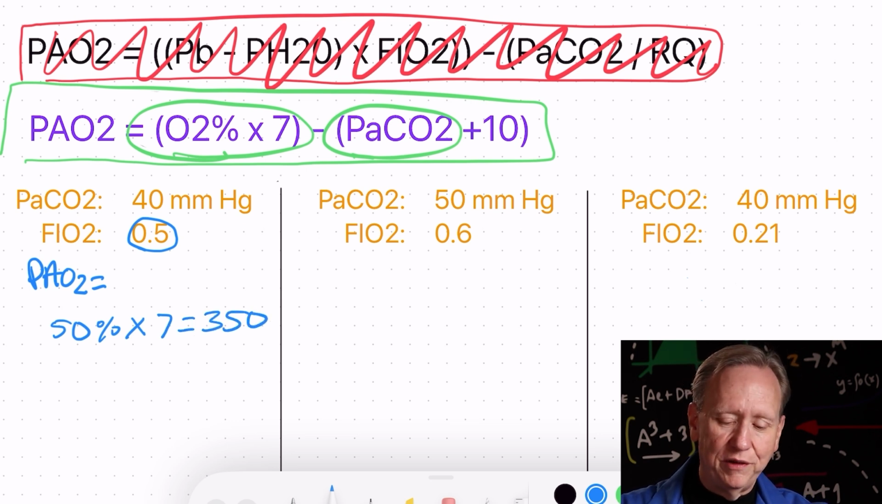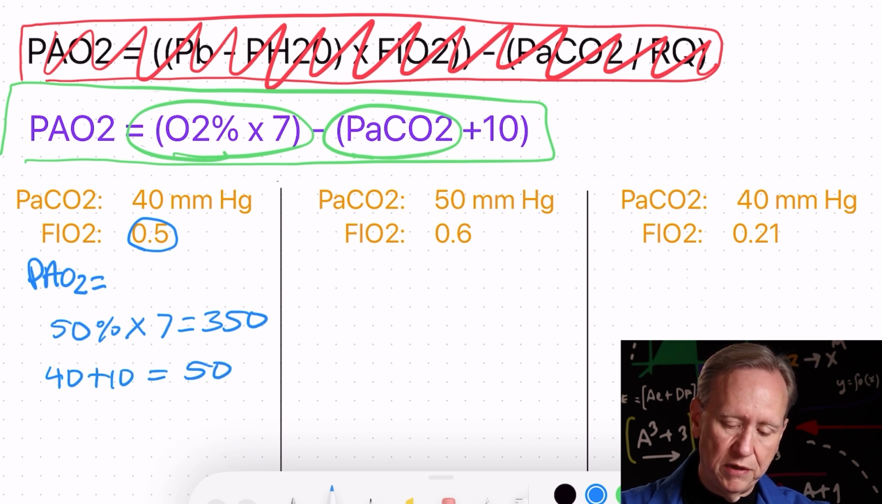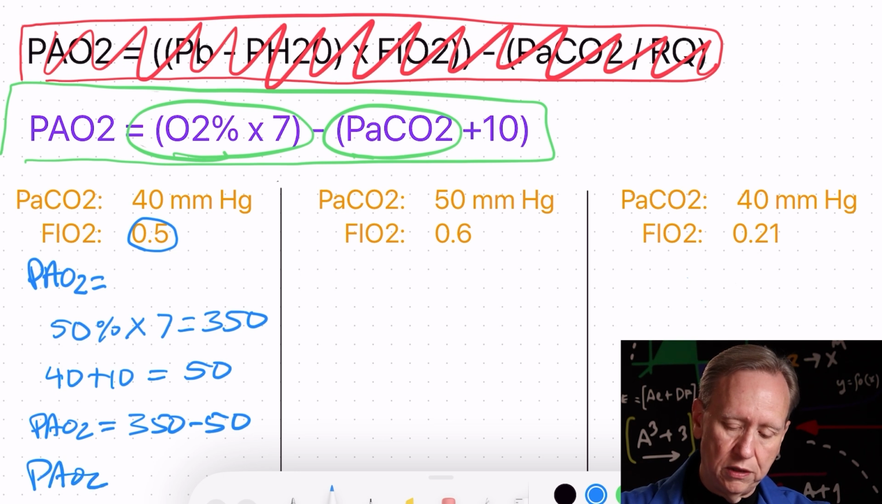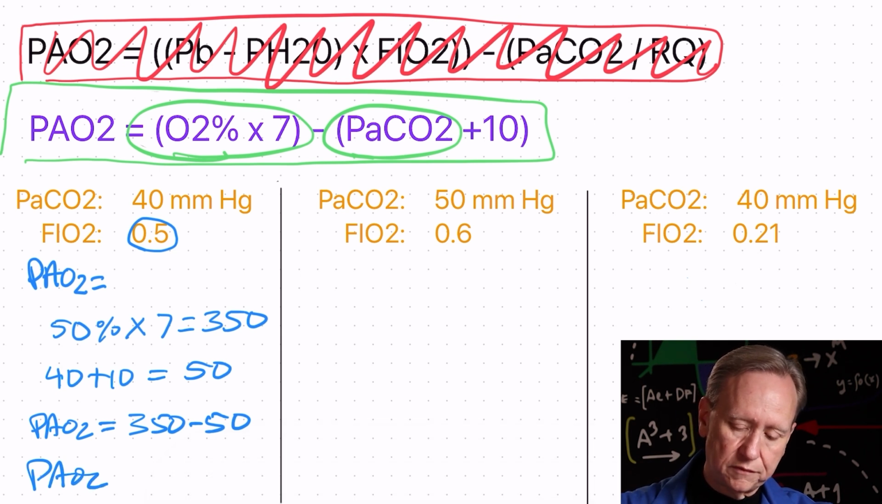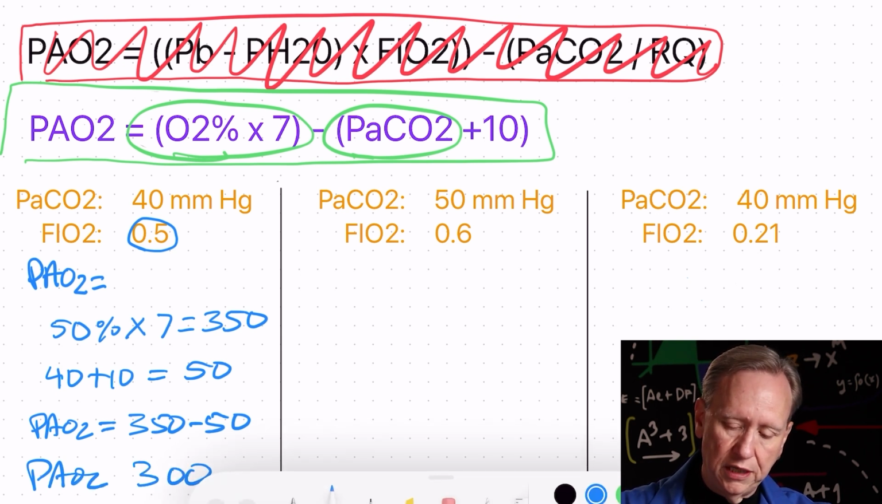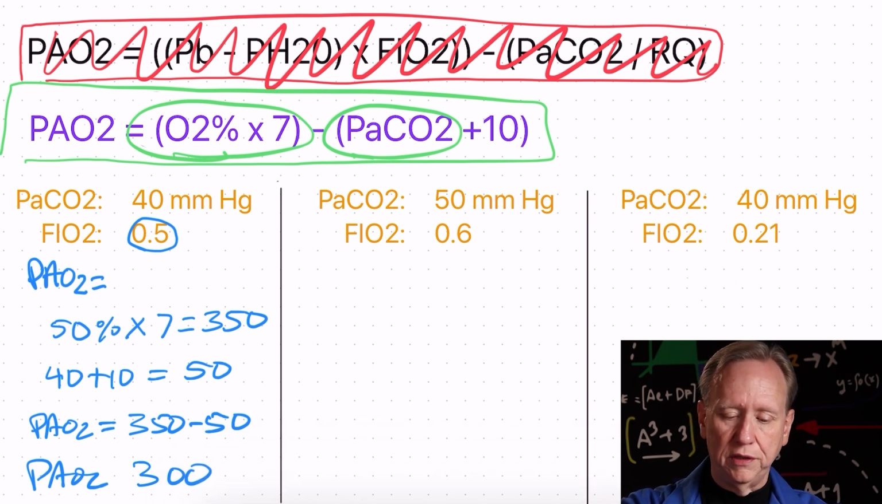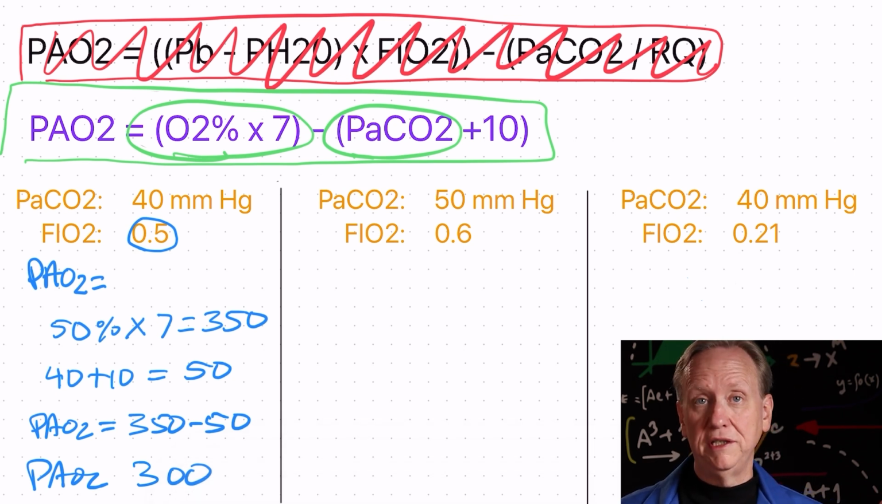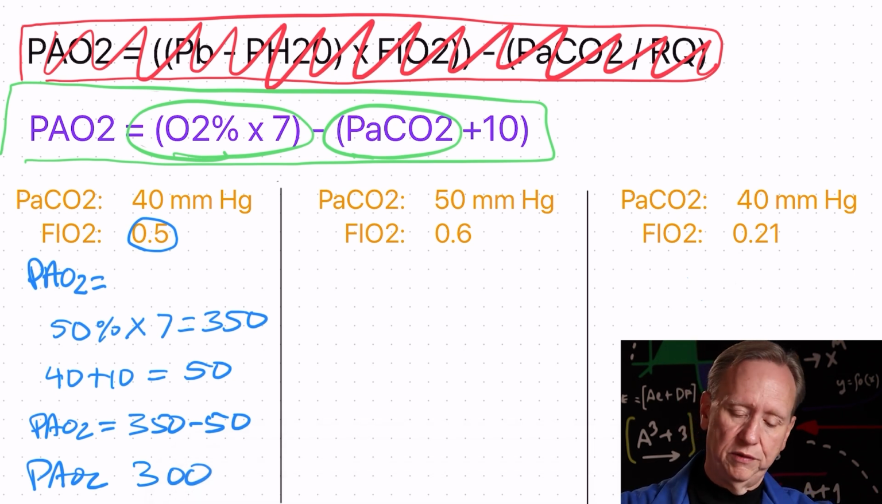All right, now that we've got that, we need to do the other part of the calculation, which is the subtraction. We have the CO2, which we now know is 40, but we're going to add 10 to that, and that's going to equal 50. So our calculation really is that the PaO2 is equal to 350 minus 50, or the PaO2 is equal to 300. And so that's really all we needed to do in order to get that. All right, so that's pretty easy, right? Well, let's try another one very quickly.